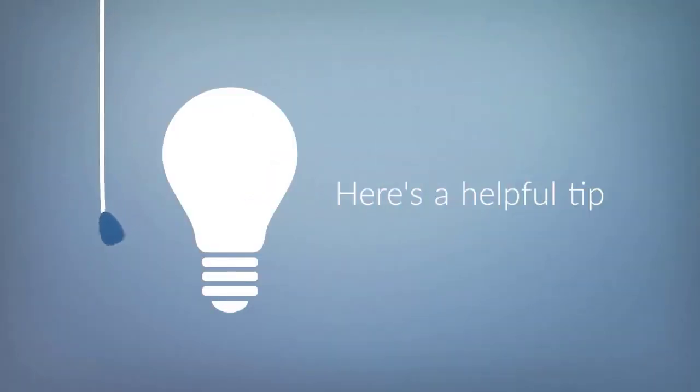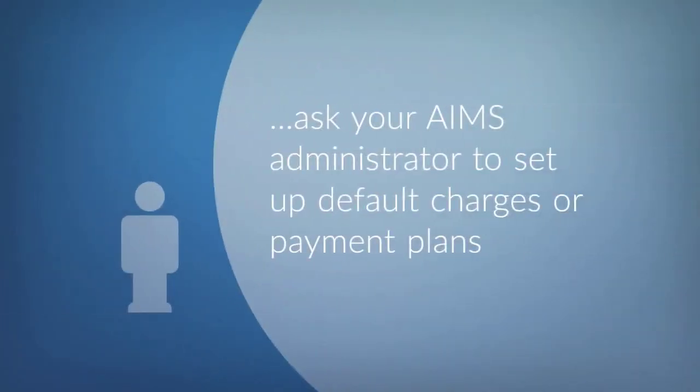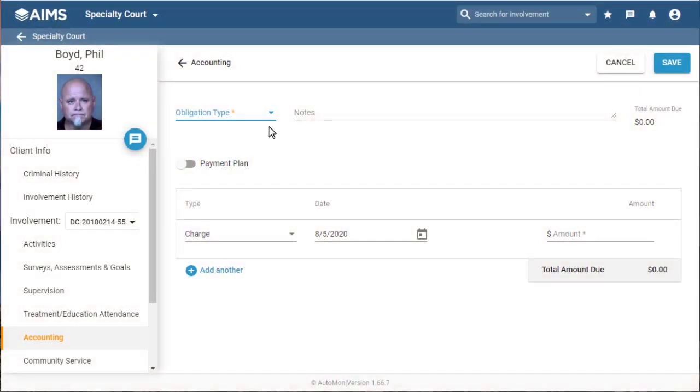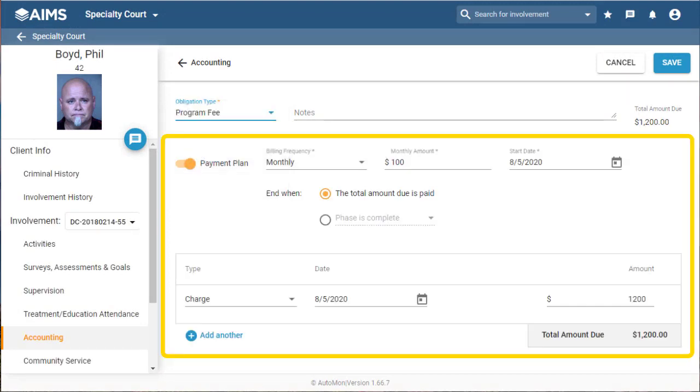Here's a helpful tip. If your agency uses certain obligation types frequently, talk to your AIMS administrator about setting up default charge amounts and/or a default payment plan. With these defaults in place, you select the obligation type and AIMS sets up the rest automatically, saving you some time. Now let's talk about credits and payments.